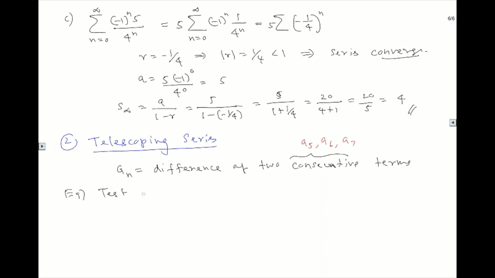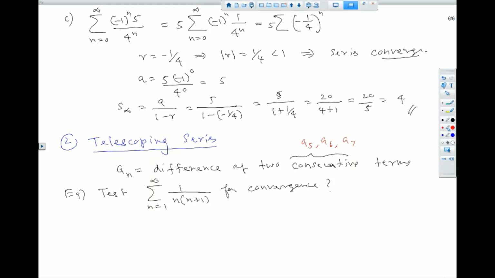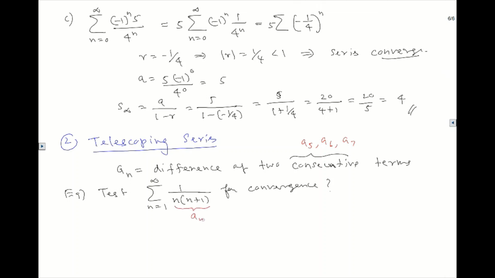Test the series sigma n going from 1 to infinity, 1 over n(n plus 1), for convergence. So test the series for convergence. What we try to do is see whether we can write the nth term as the difference of two consecutive terms. You see whether you can write the nth term as a difference of two consecutive terms.